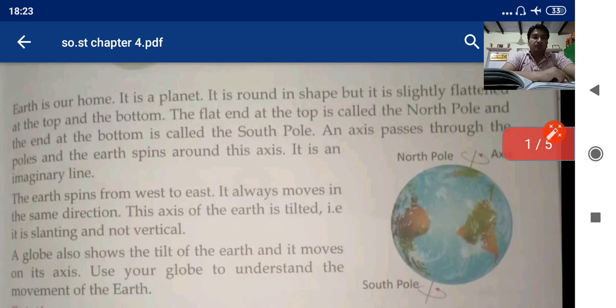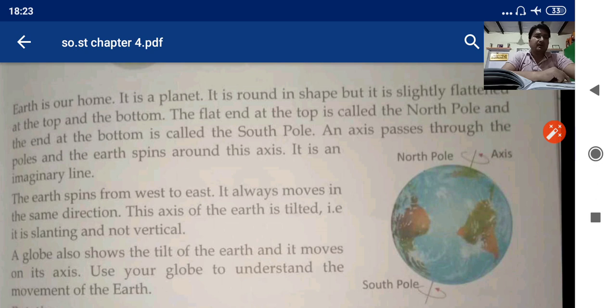Now, whatever I read, kindly see in the figure. In this figure, you have seen that earth is round in shape. It is clear. But if you see the top and the down position, it is a little bit flattened. The top one we call North Pole and the bottom one we call South Pole, and we can see one imaginary line is passing. We can see that imaginary line is passing.